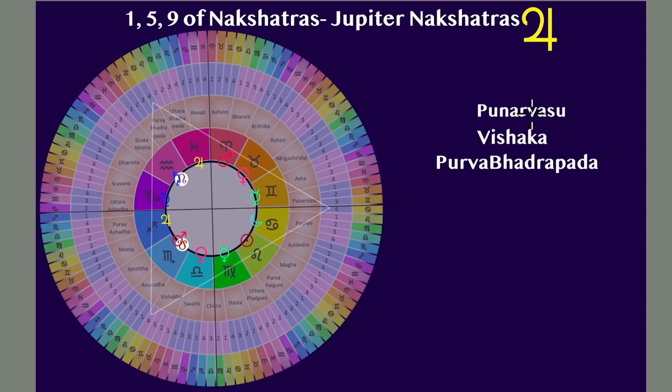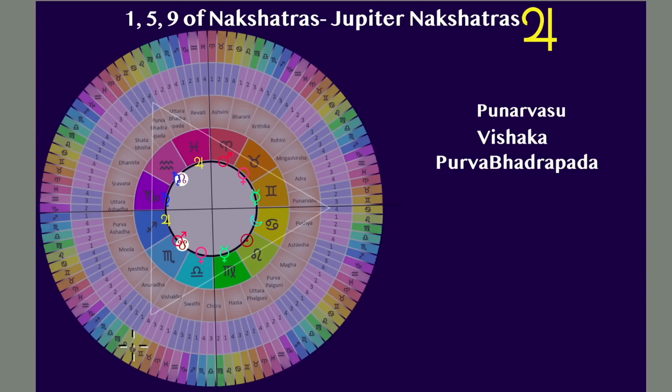So Punarvasu, Vishakha and Purva Bhadrapada are Jupiter ruled nakshatras. Jupiter goes for a period of 16 years. If you are running a Mahadasha, you will move through the apex of this triangle in this Jupiter Mahadasha. Okay? You will go through Punarvasu like themes, then you will go to Vishakha like themes, and then you will go to Purva Bhadrapada kind of themes.